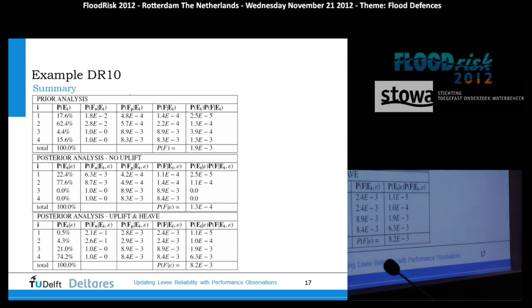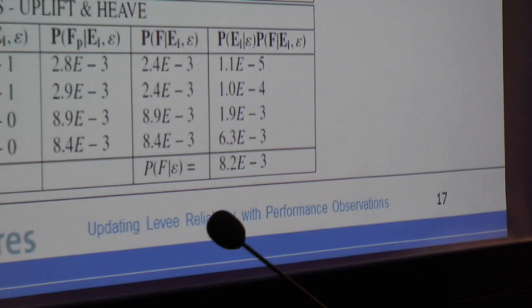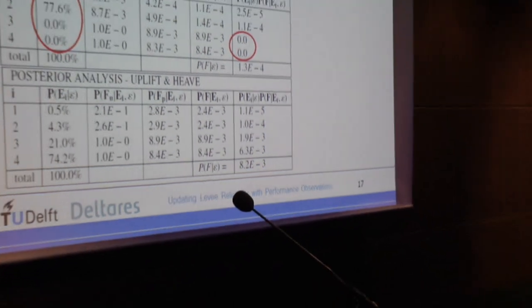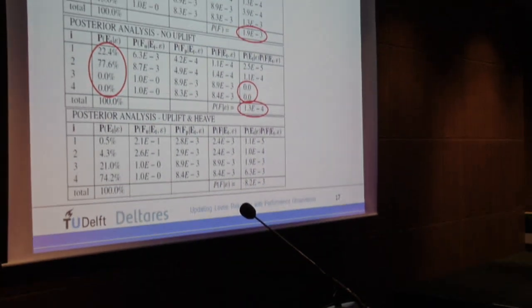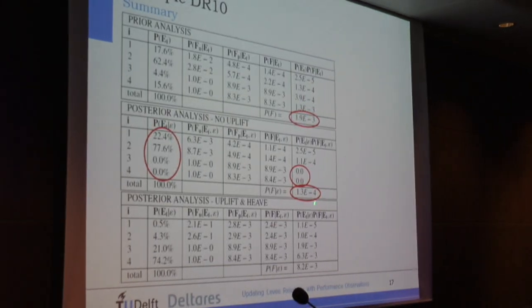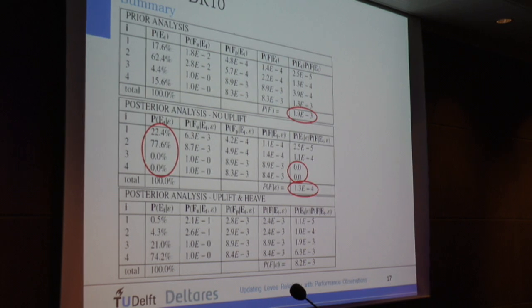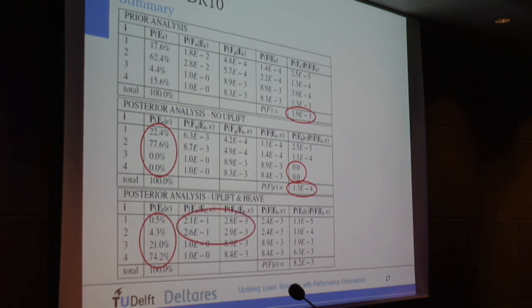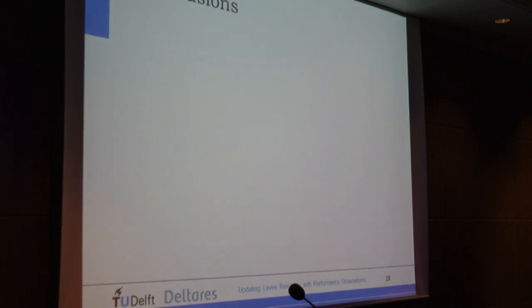Now just some numbers that I want to show you, not the whole table. This is about to show you that the impact of this changing scenario probabilities can be quite big, which makes, for example, for a no uplift observation where you don't see anything, the probability of failure can go down by a factor 10. And if you see heavy seepage, you see different things changing, but the total probability can go up by a factor 4 for this specific example.